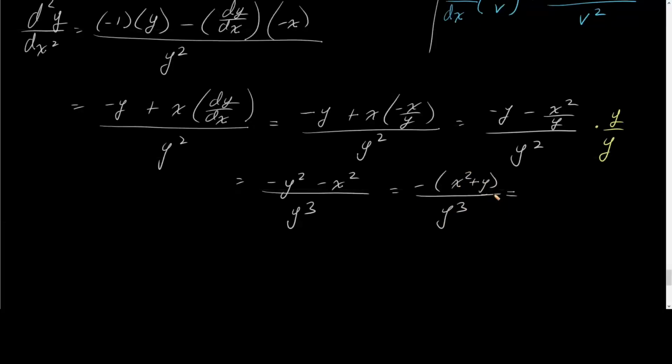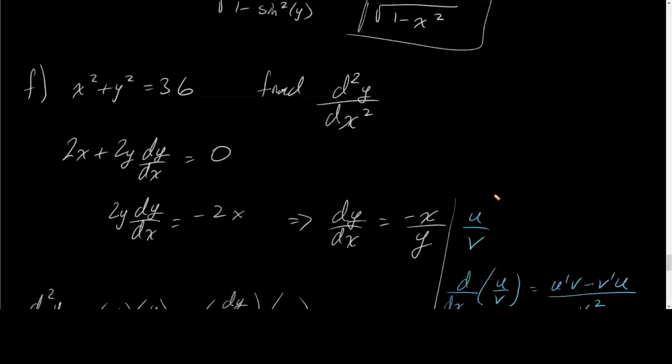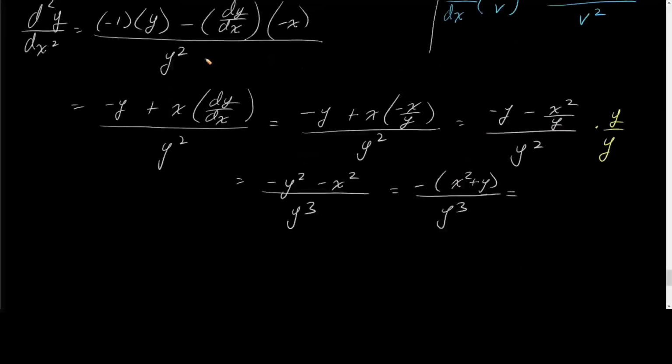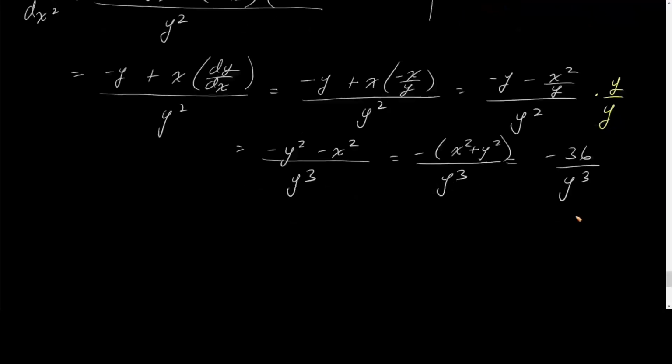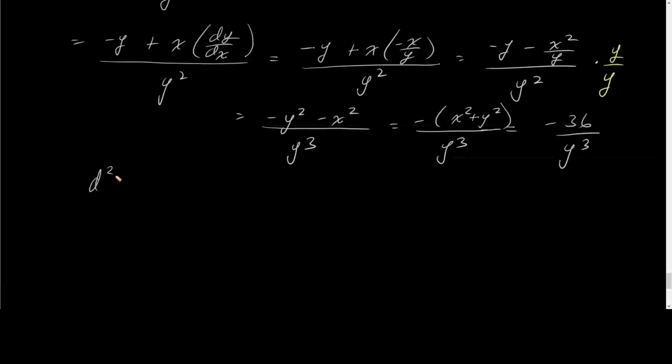But we're still not done. Look at this, how convenient. We have what x squared plus y squared is. In here, I forgot the square: x squared plus y squared. We had what x squared plus y squared is, and it was 36. So we end up with negative 36 over y cubed. So our second derivative was just negative 36 over y cubed. All right.